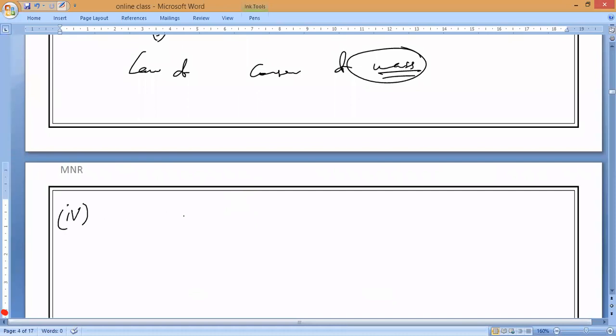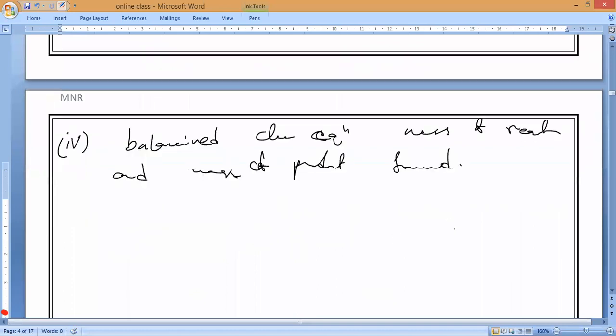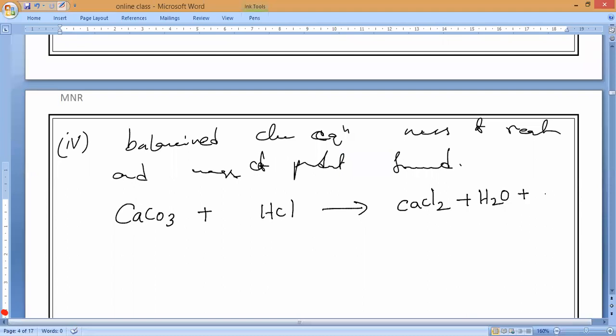So the fourth one you can write: the balanced chemical equation will give you the mass of reactants as well as the mass of products formed. Okay, so that is one example we will balance. Let us see how much mass. Calcium carbonate, what is the formula? CaCO3 and HCl will give you 3 products. What are the products? Everyone tell me. CaCl2 plus H2O plus CO2.